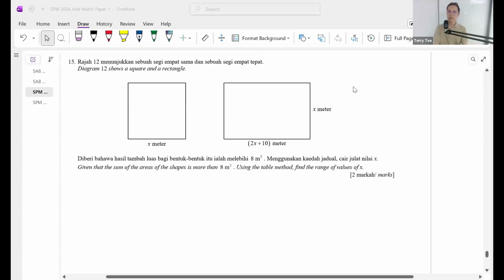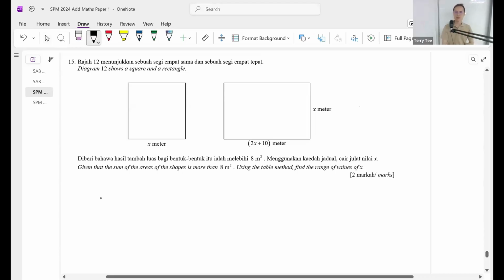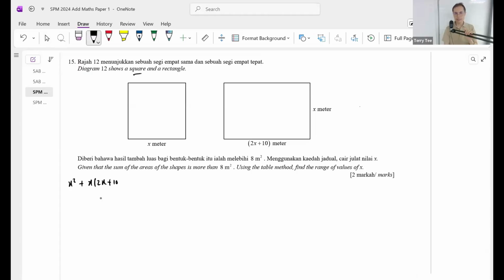Okay, this is quadratic function from chapter 2. Given that the sum of the area of the shapes is more than 8, using table method, find the range of values of x. Okay, so number one, we know this is a square. They say it shows a square and rectangle. Square is x times x, which is x squared. Rectangle, we can take length times breadth, or x times (2x plus 10). The sum is greater than 8. So let's simplify further. This is x squared plus 2x squared plus 10x greater than 8. So 3x squared plus 10x minus 8 more than 0.